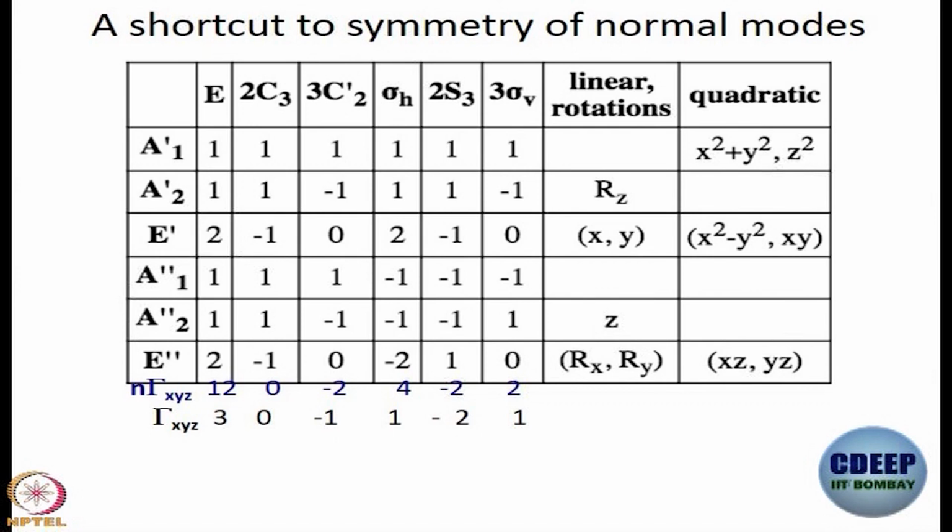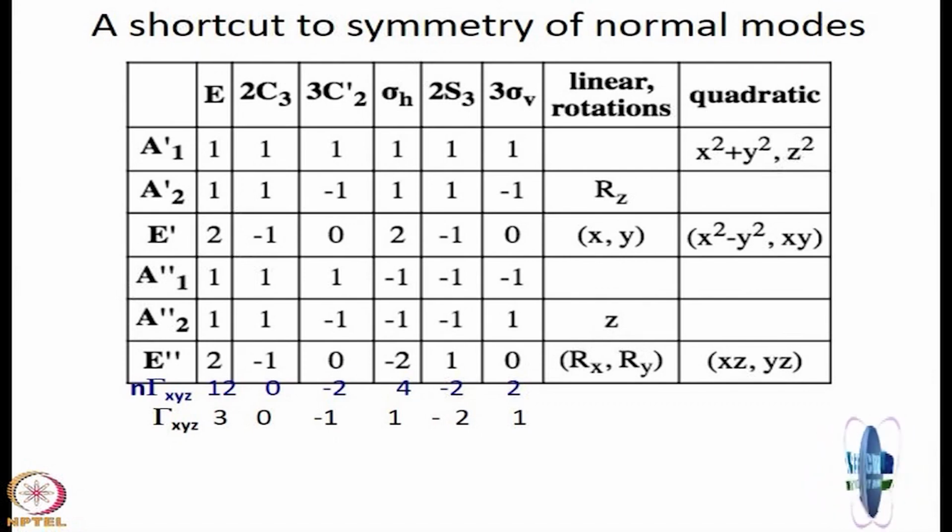What are the characters for gamma rot? 3, 0, minus 1, minus 1. Hold on. Rx, Ry, Rz. So here I made a mistake. 3, 0, minus 1, minus 1, 2, plus 1, right? Then we can work out gamma vib from there.